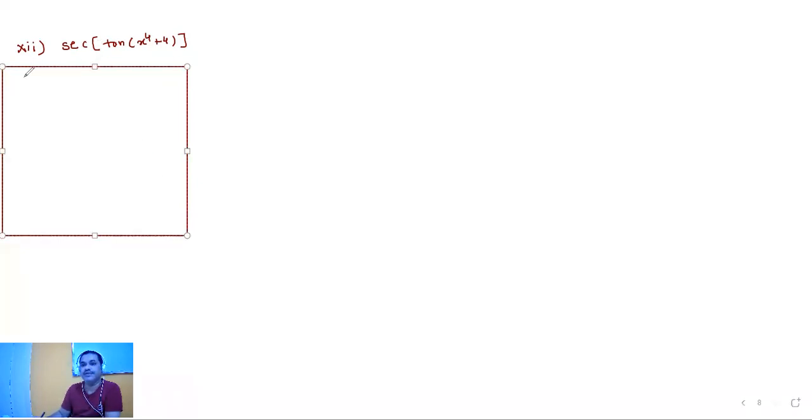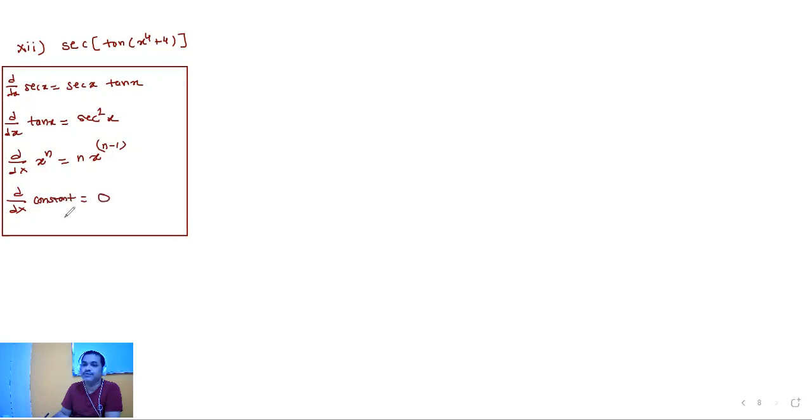So we'll say that the derivative of sec x is equal to sec x into tan x. The derivative of tan x is sec square of x. The derivative of x raised to n is always n into x raised to n minus 1, and the derivative of a constant is equal to 0. So let's solve this sum.